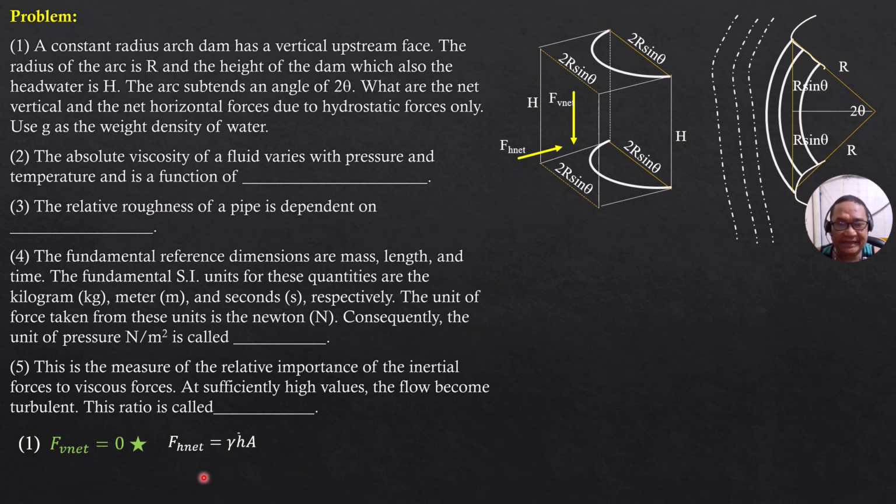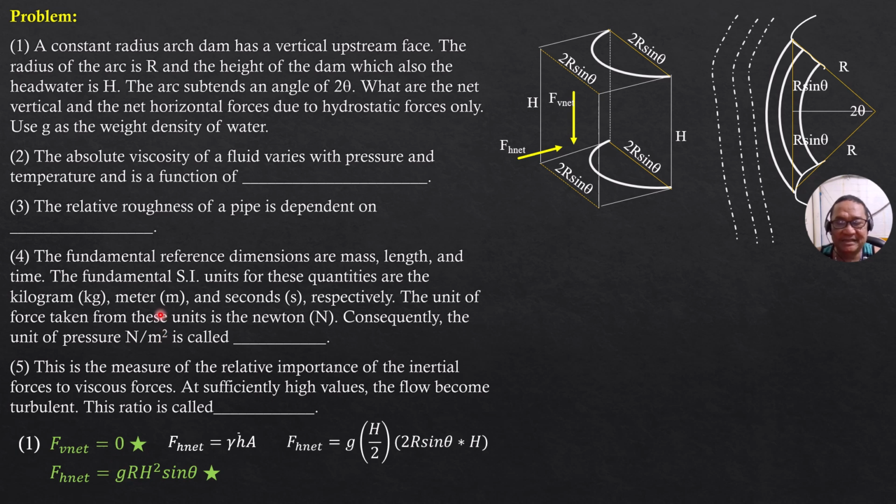So FH net is gamma, h bar, area, where gamma, as stated here, is G. The h bar is big H over 2, and the area is 2R sine theta times big H. So if you simplify this expression, FH net therefore is G R H squared sine theta. So that's the net horizontal component of the hydrostatic force. The net vertical component of the hydrostatic force is 0.